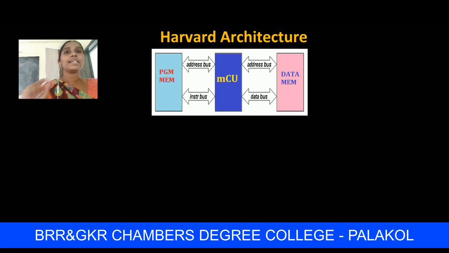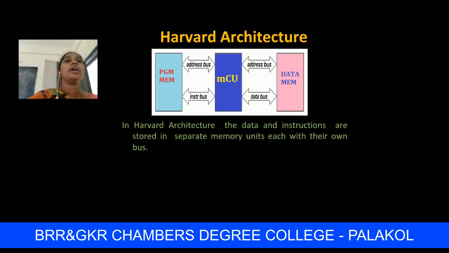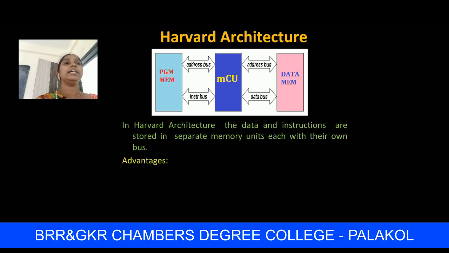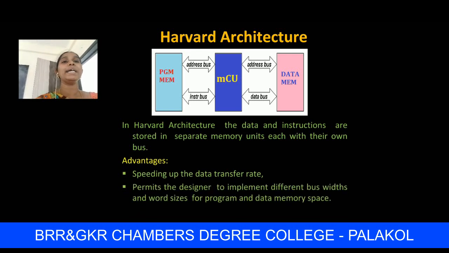Here the address bus is used to carry the address to and from, that means it is a bidirectional address bus. The data bus is also a bidirectional data bus. Now, in Harvard architecture, the data and instructions are stored in separate memory units with their own buses. Coming to the advantages, it speeds up data transfer, and it permits the designer to implement different bus widths and word sizes for program and data space.